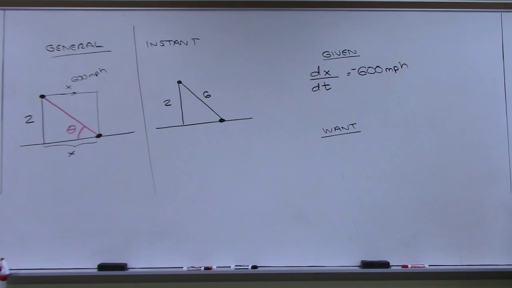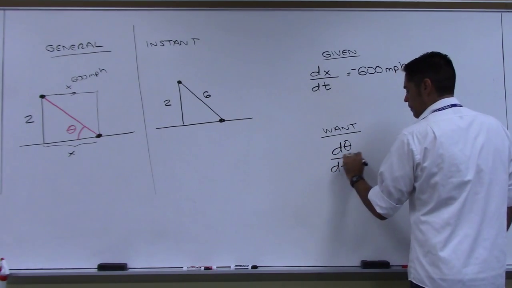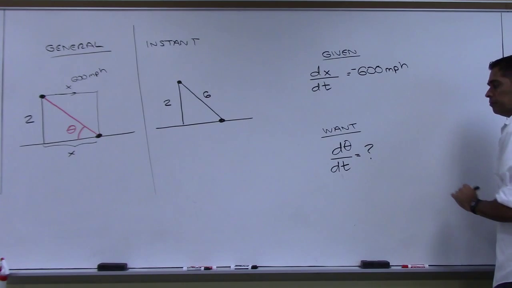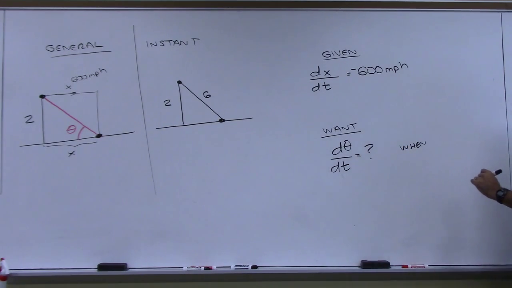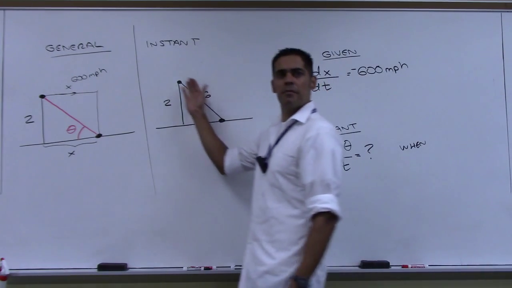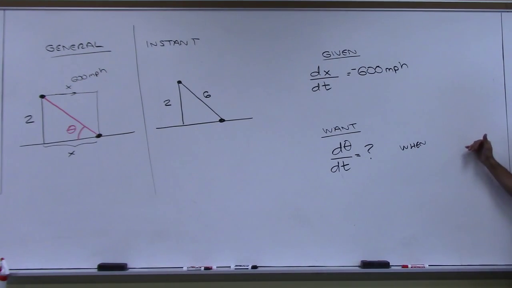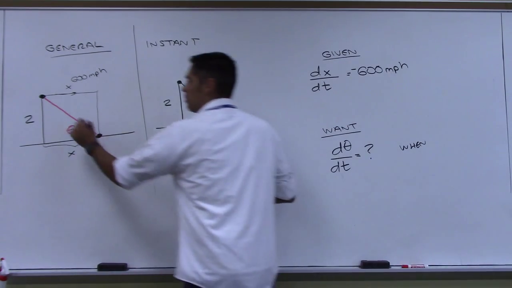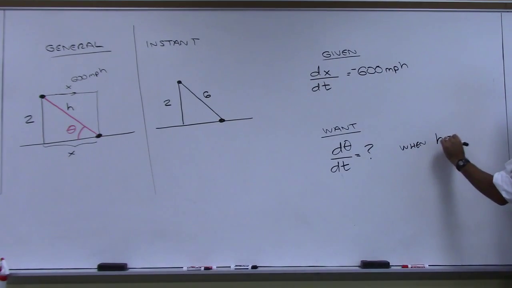d theta dt, right? The rate at which the angle is changing. So I want to know how fast theta is changing. When do I want that? At 6 miles. At what 6 miles? From the radar station. And I don't have that labeled in my problem, do I? It's not theta, right? This is not when theta is 6. This is when that distance between the two is 6. So I need to at least label it. Let's label it h. And that way we can say when h is 6. Is that fair to you?